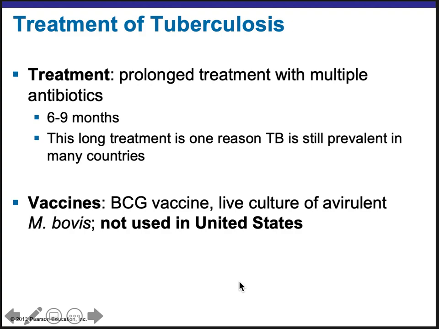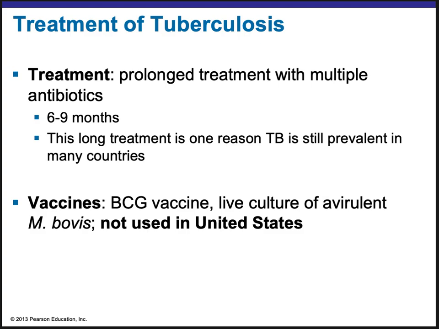So treatment is prolonged, with multiple antibiotics. It's very hard to kill all of the bacteria, and this is one of the reasons that tuberculosis is still so prevalent in many countries, because they don't have access to multiple antibiotics for 6 months. It's hard enough to get people in the United States to finish a 10-day treatment with antibiotics. So imagine going to another country where they are probably in poverty and trying to get them to take medication for 6 months. It's just not going to happen.